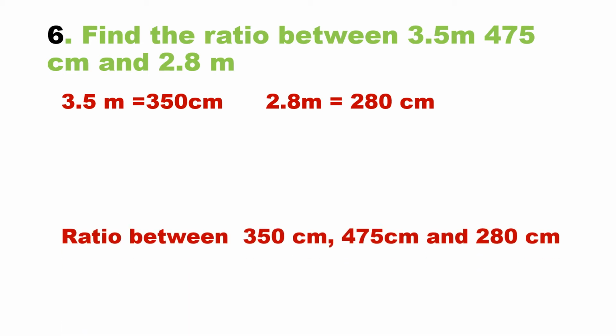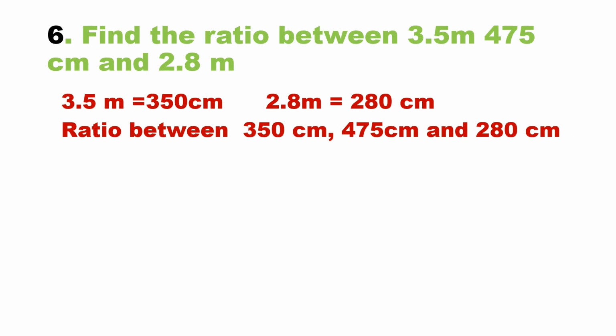Okay. Now we will take the ratio. So ratio between 350 centimeter, 475 centimeter and 280 centimeter. So all are in centimeters now. So we have converted them into centimeters, 350, 475 and 280. Okay. So we will find the ratio. So we have to find the ratio 350 is to 475 is to 280. This is the ratio that we have to find. So when we have three numbers, what do we do? We either multiply or divide by a common number, isn't it? Same number we can divide or multiply.